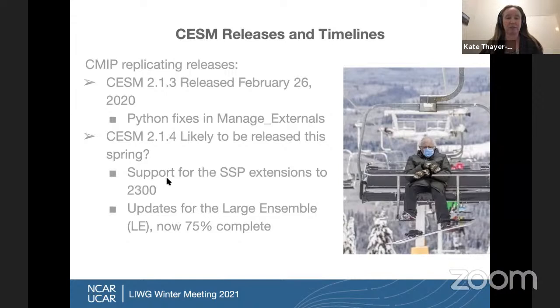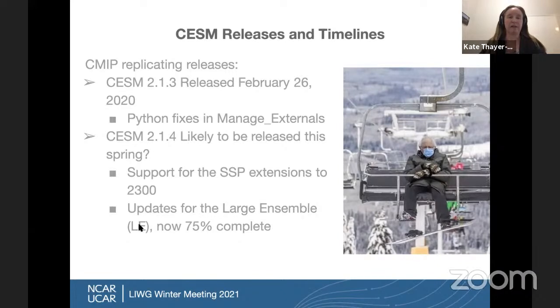And that does include support for compsets for the SSP extensions from 2100 to 2300, that's the SSP 585 and SSP 534 overshoot experiments. The WACCM compsets have already been done. We have started simulations with active ice sheets, which I'll talk about in a later slide. But the CAM-based simulations have not been completed, and those compsets may or may not end up in this release.